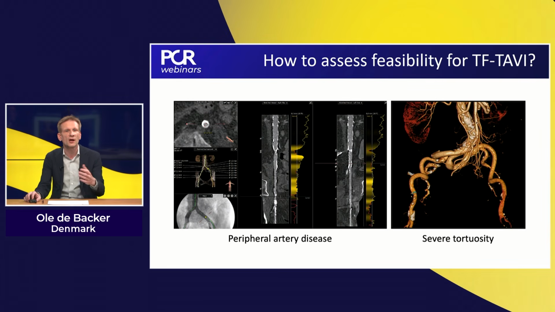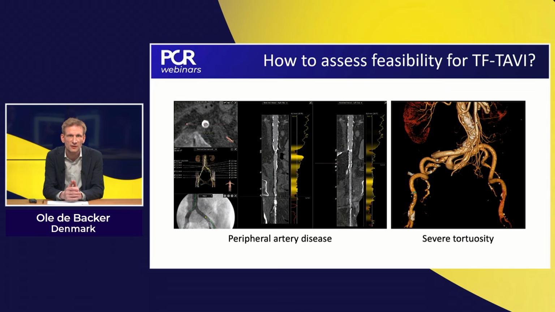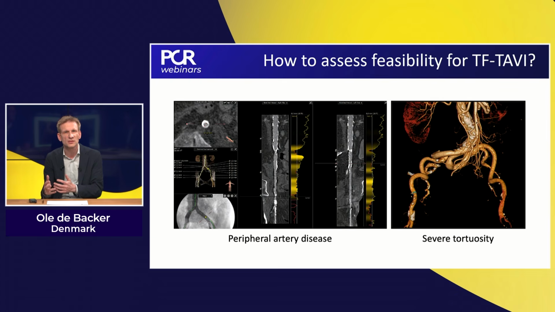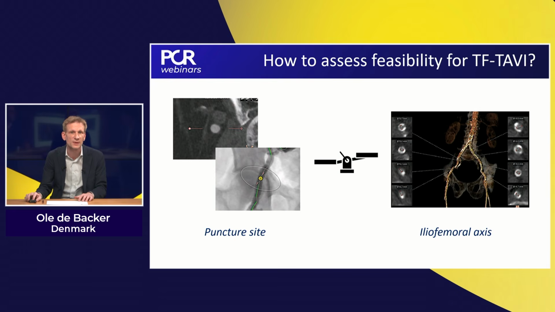Well, we can encounter issues with calcium, patients with peripheral artery disease, which is not uncommon because these patients with severe calcified aortic stenosis, they also not seldomly have calcified peripheral artery disease. This is around 6 to 8% of our patients who have this. On the other hand, we can also be confronted with patients who have severe tortuosity. And in some cases, there's even a combination of both, so then it becomes really complex.